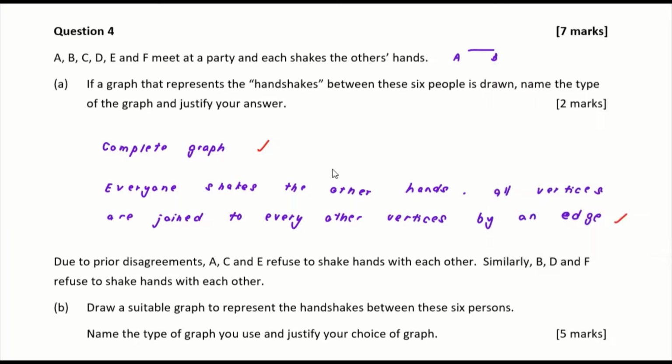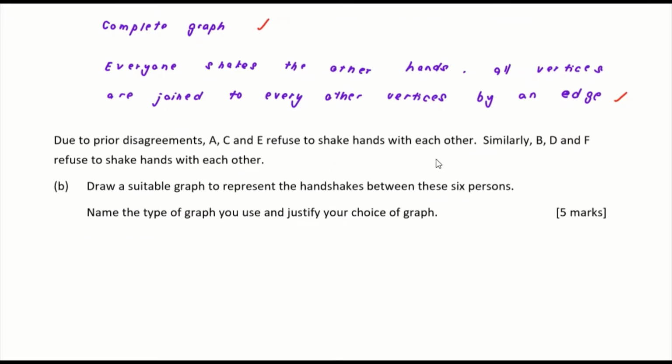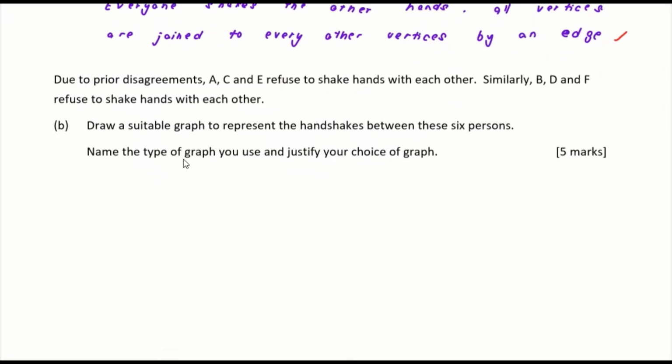Part B. Due to some disagreement, A, C, and E refuse to shake hands with each other, and similarly, B, D, F refuse to shake hands with each other. Draw a suitable graph to represent the handshakes between the 6 people here. Name the type of graph that you use and justify your choice of the graph. In this case, you can see A, C, E, and then B, D, F. Obviously, those who refuse to shake hands with each other are going to be in one group. If you can recall, this goes back to the idea when we talk about bipartite graphs.